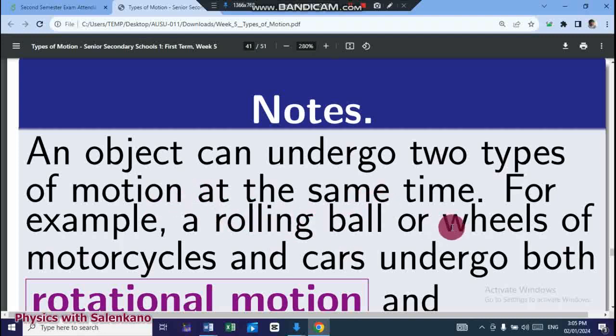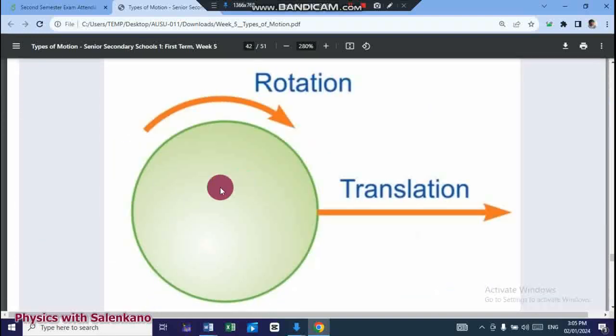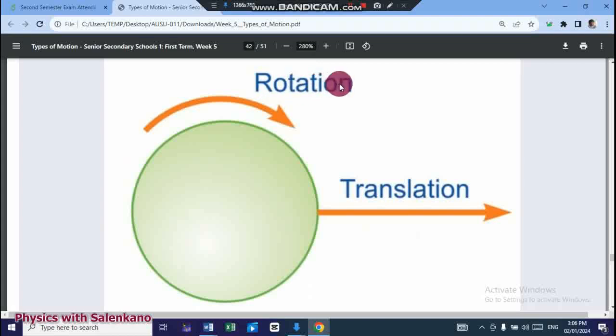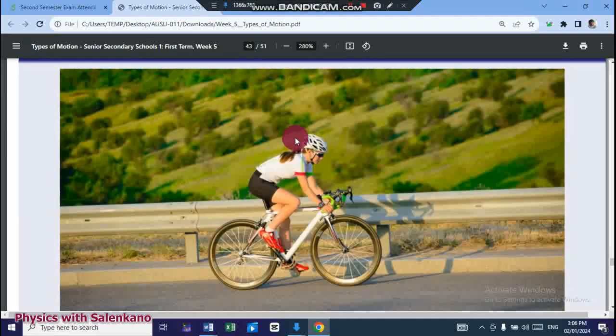For example, a rolling ball or the wheels of motorcycles and cars undergo both rotational motion and translational motion simultaneously. We will see that in images. Let's say this is a ball, it is rolling like this, so it is undergoing rotational motion, and it also changes position from here to somewhere here, so it has translational motion as well. This is why we say rotational and translational motion of a ball.